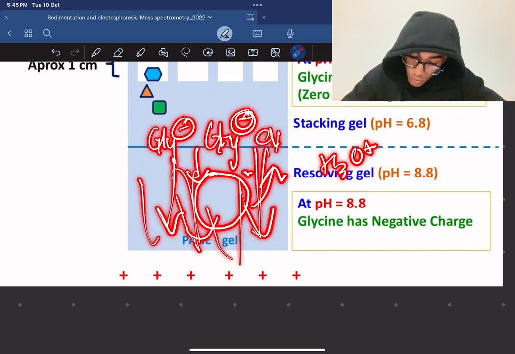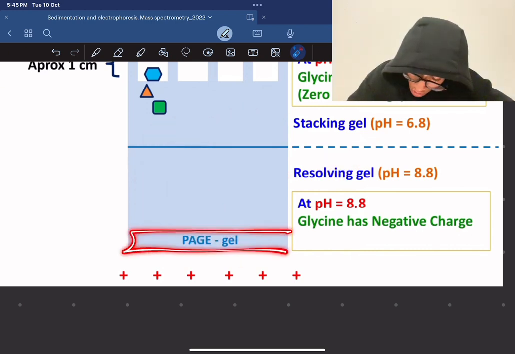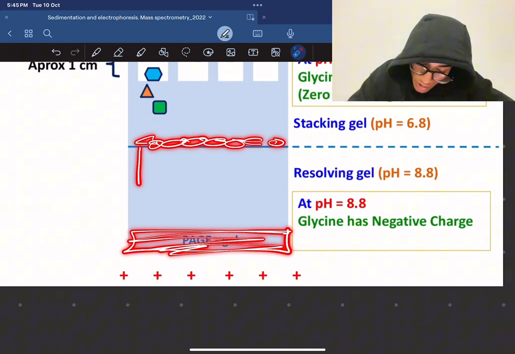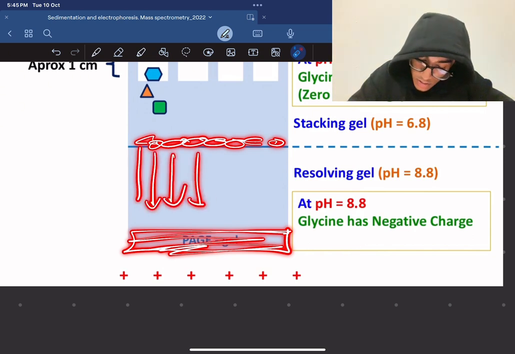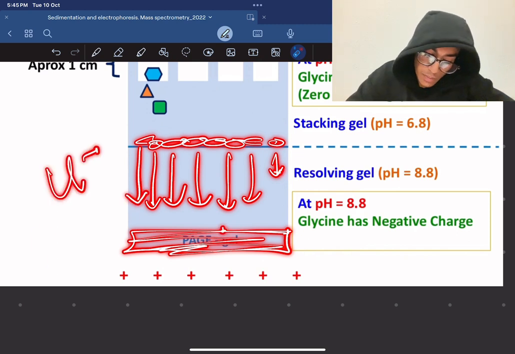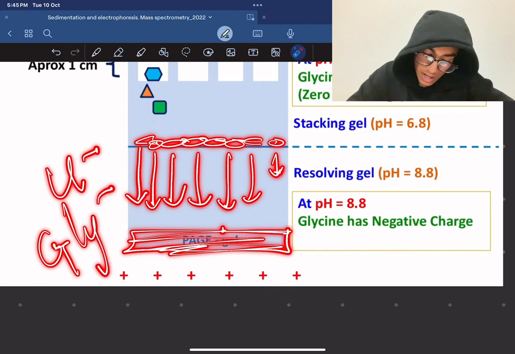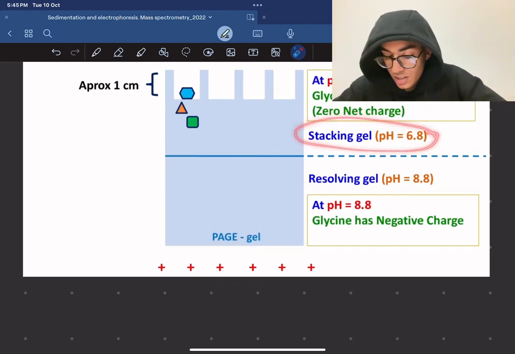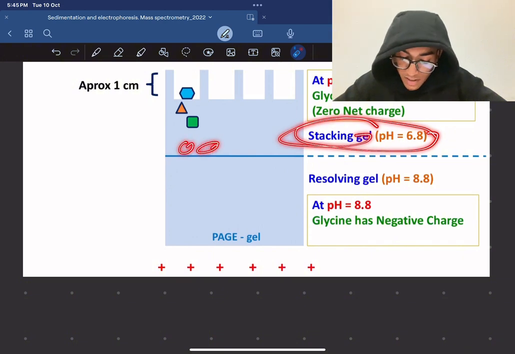Cl minus moves down quickly, leaving this all separate out here, leaving all the proteins to enjoy their sweet time. They can come at whatever pace they want, and there's not going to be any Cl disturbing them. There's not going to be any glycine negative disturbing them. So that's why the stacking gel acts as a stacker.